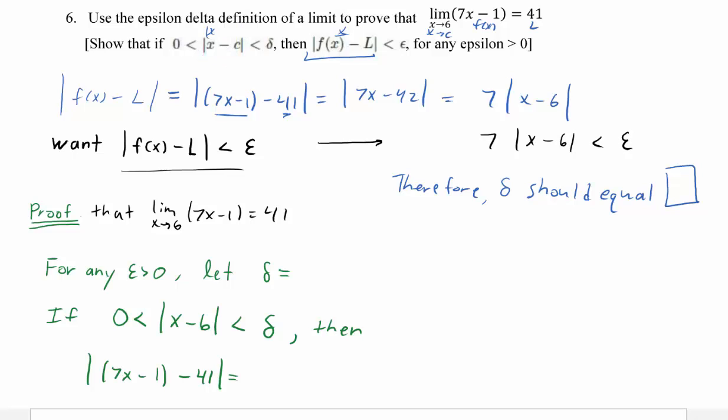So what should our delta be? To get x minus 6 by itself, you divide by 7. We want delta to be epsilon over 7. And that's going to prove it for us. This was just the scratch work. Now we want to prove this formally.